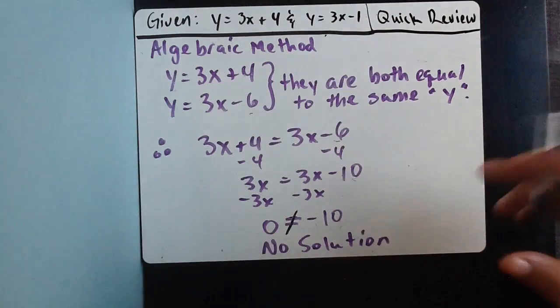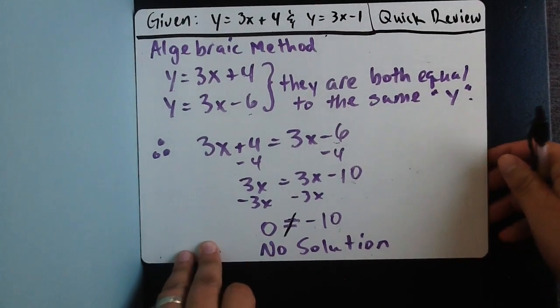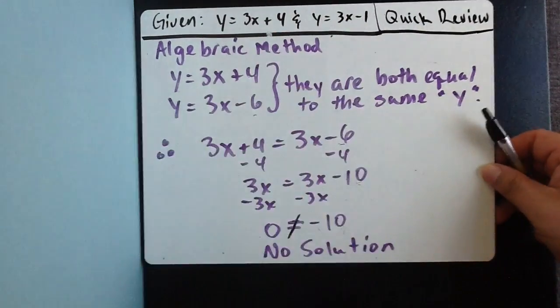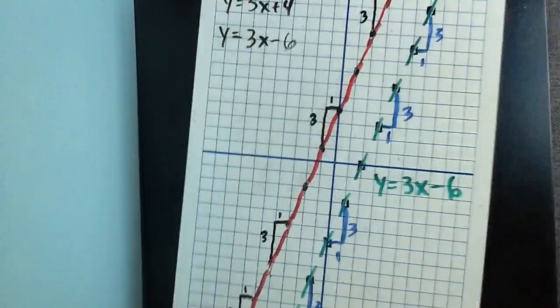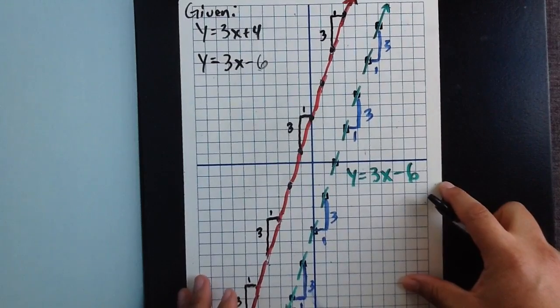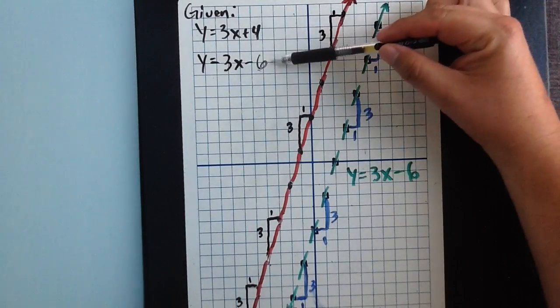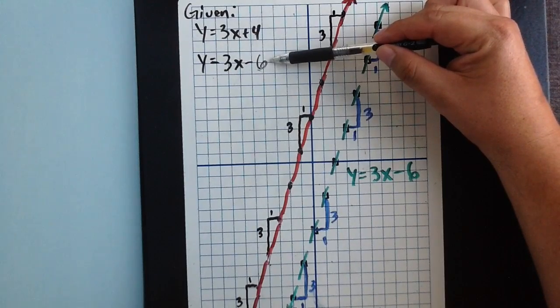Okay? Now, what about geometrically? How would that look and how would I solve it? Well, I take the same two equations. I use my graphing utility. In this case, we use Desmos. And we type in the first row, y equals 3x plus 4. In the second row, y equals 3x minus 6.